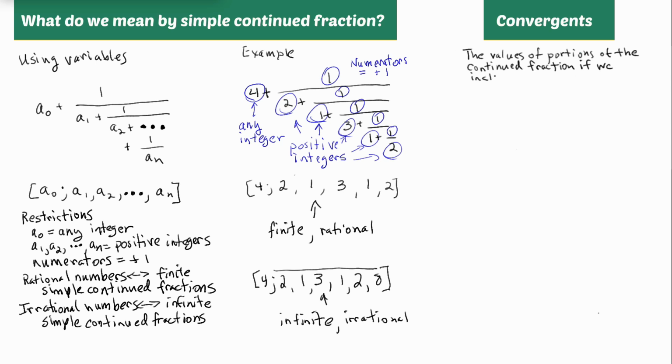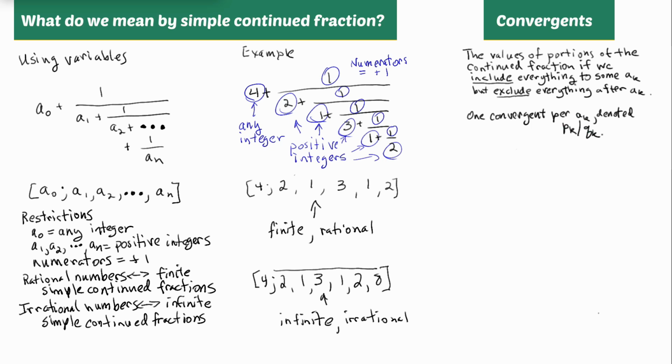In each of these portions, we include everything up to one of the numbers, in other words, up to some value of a sub k, but we exclude everything after a sub k. So a single continued fraction has multiple convergents, one for each value of a sub k. Convergents are typically denoted p sub k over q sub k. The subscript k indicates which value of a is the last one we included.